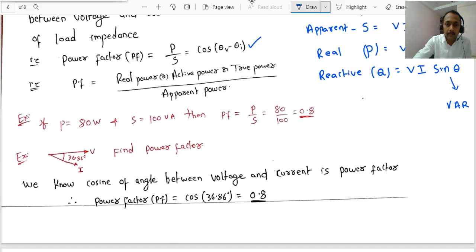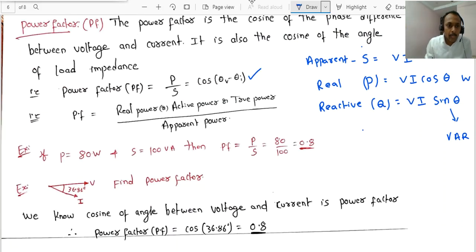For example, P equal to 80 watt and S equal to 100 volt ampere. Then what is the power factor? From the definition, capital P divided by capital S, that is 80 divided by 100. Now you will get 0.8. 0.8 is the power factor. Very simple. Now one more example.